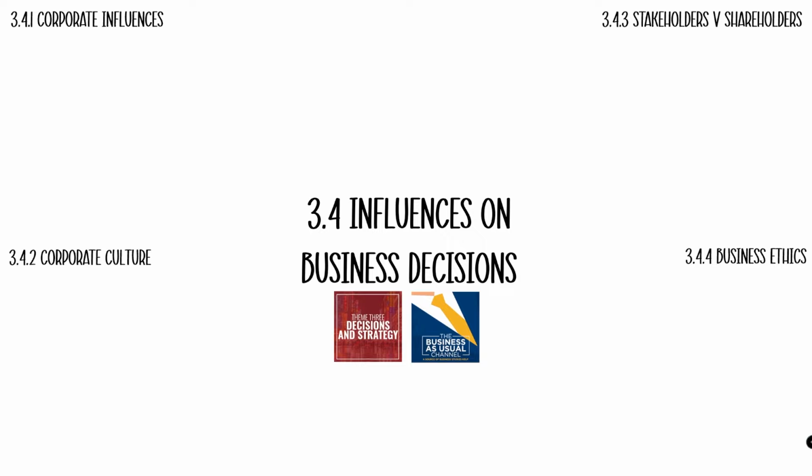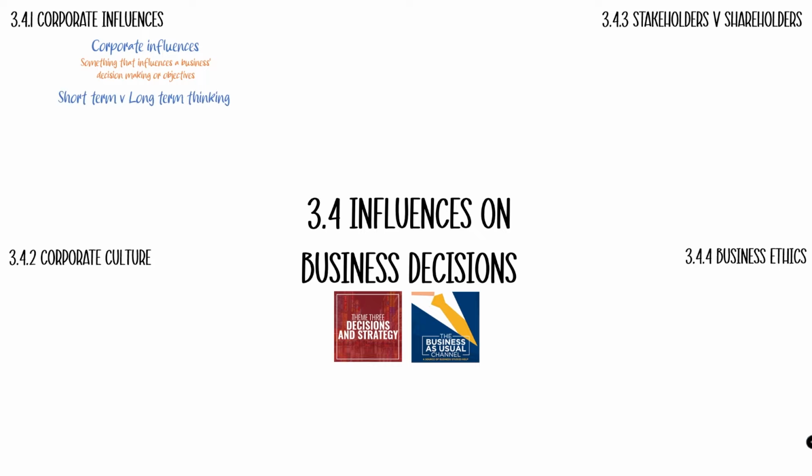So we've got corporate influences, corporate culture, stakeholders and shareholders, and then business ethics. Corporate influences is just anything that influences a business's decision making or their objectives. And this is why this links really nicely, because 3.1.1 is corporate objectives, and so these influences will influence those objectives. The word corporate just means businesses as a whole, so we're thinking about the business as a whole entity.